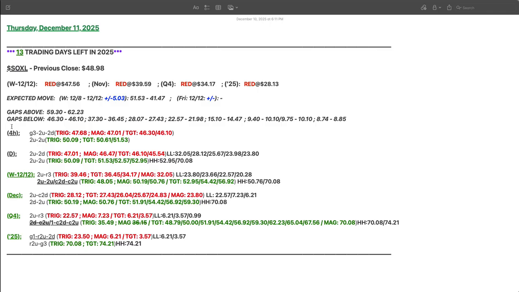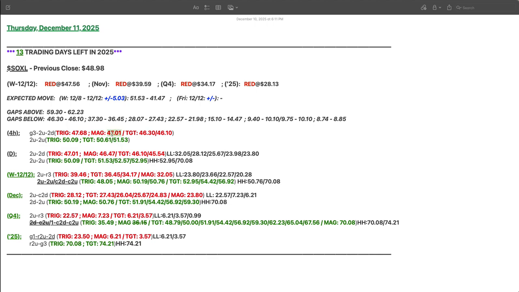And then, of course, we always keep in mind where our gaps above and our gaps below are. We talked about from a scalping perspective, we're looking for higher lows at or above opening print to get into calls, and we're looking for lower highs at or below opening print to get into puts. From the 4-hour perspective, we showed on the chart how there is opportunity for downside, and that would give us a 3-2 up, 2 down reversal strat, giving us a very clear entry, which is the trigger 47.68, and a very clear exit, which is the magnitude of 47.01.